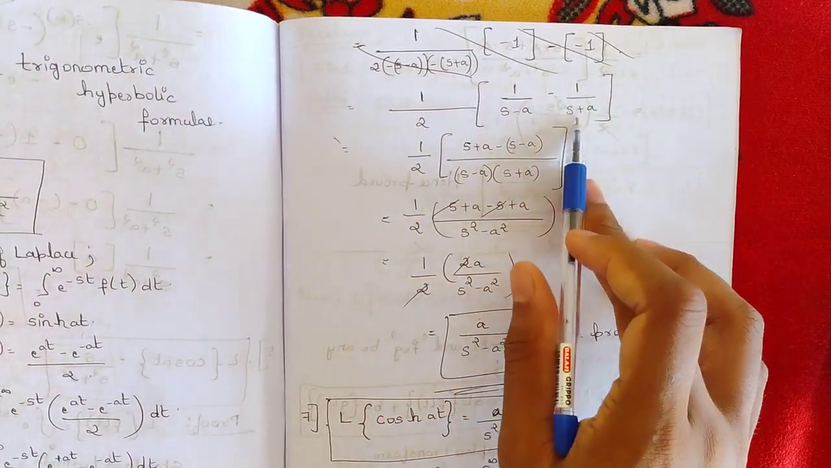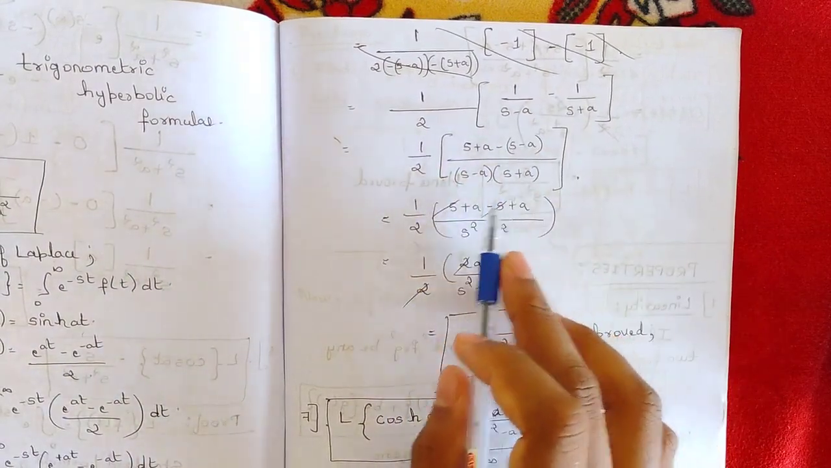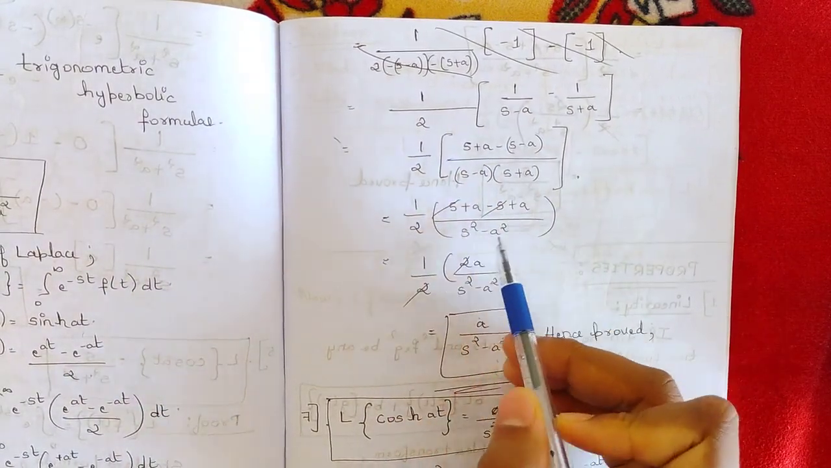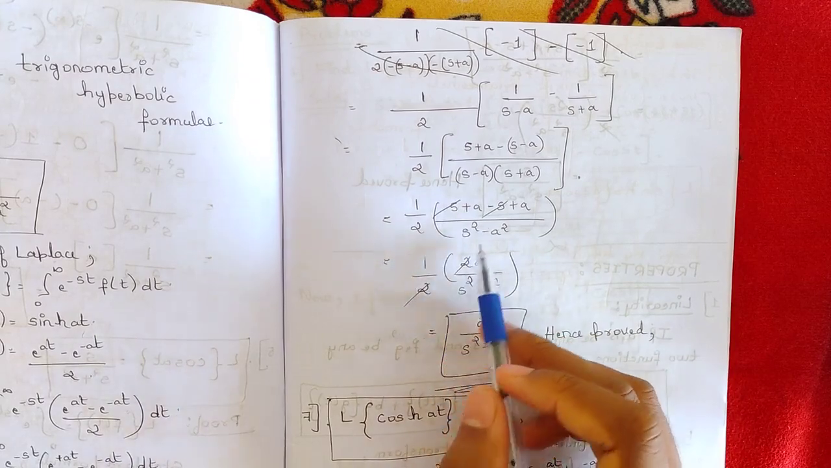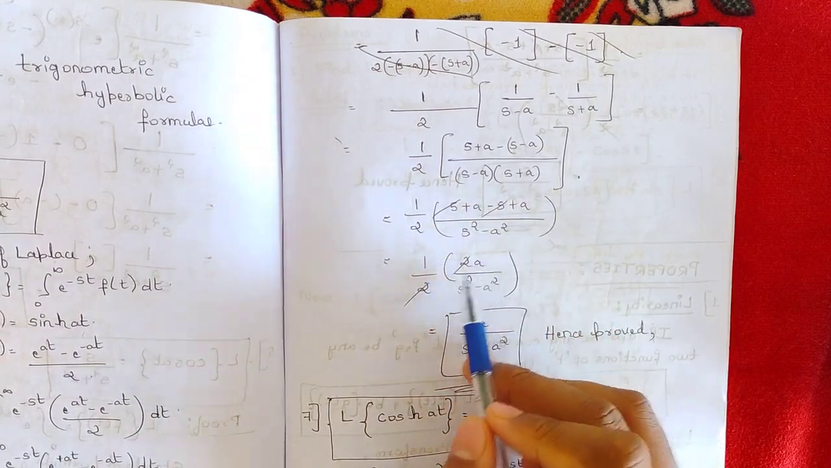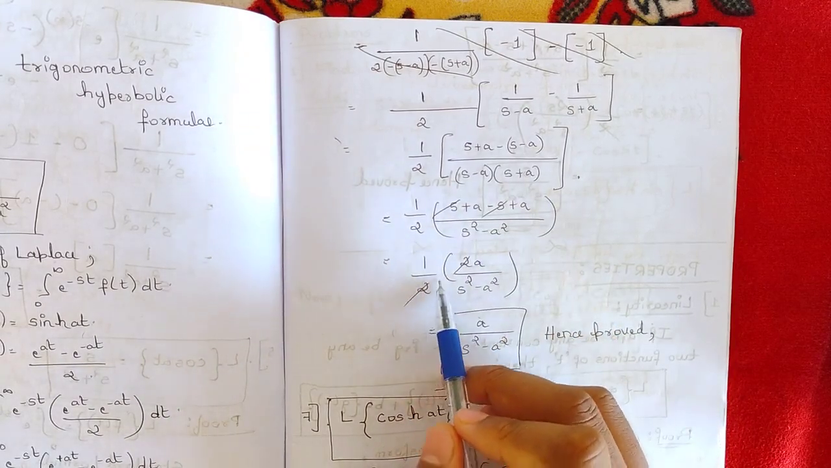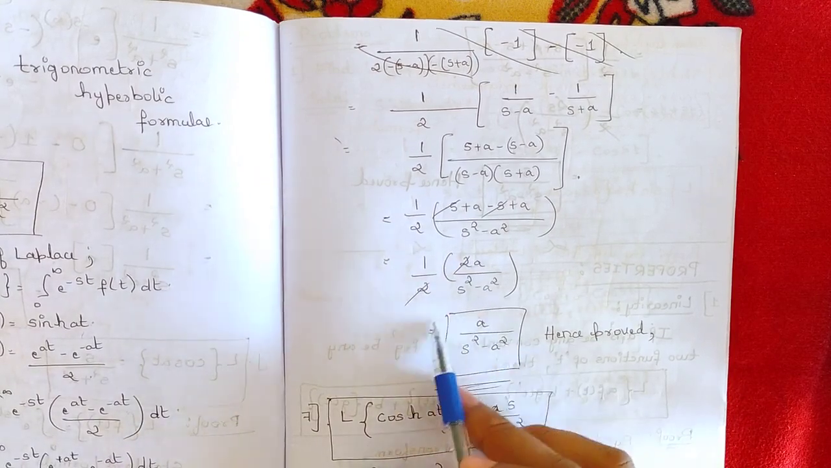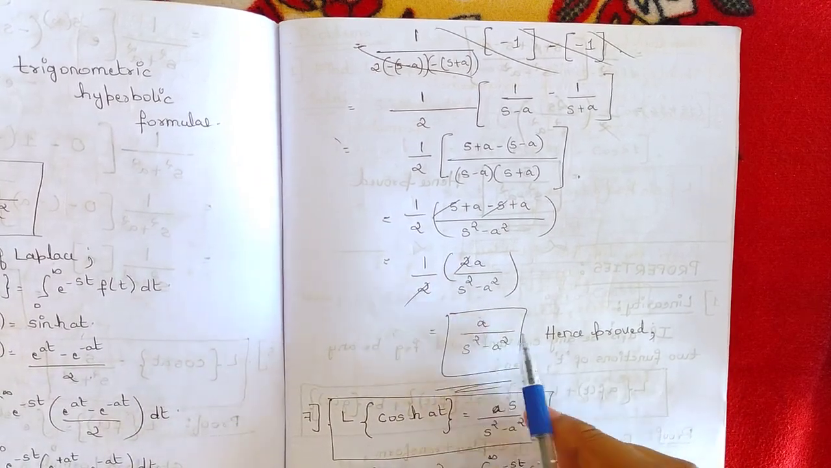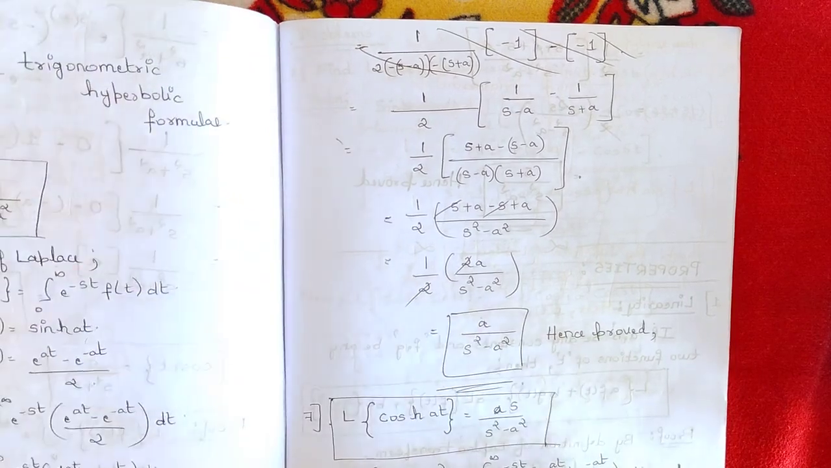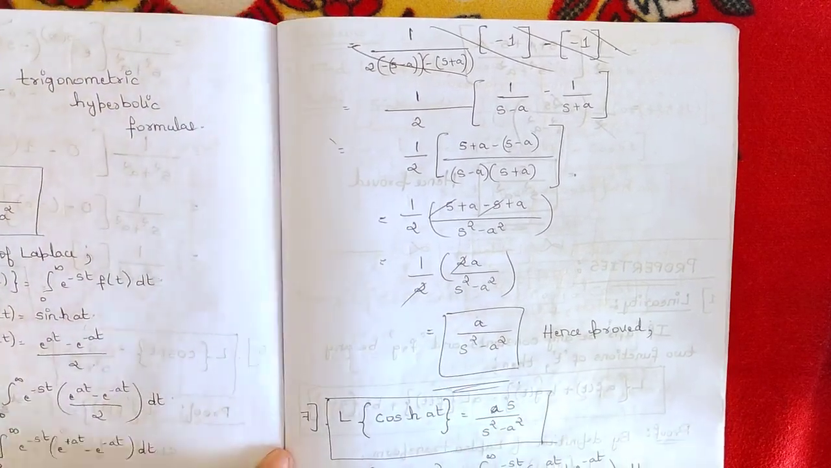Observe each step carefully. Here I have just taken the LCM and cross multiplied. Here s would get cancelled, and we are left with a plus a, that is equal to 2a. Already we have a 1 by 2, so the 2 would get cancelled, and we are left with a divided by s square minus a square. So this is for sin h at.